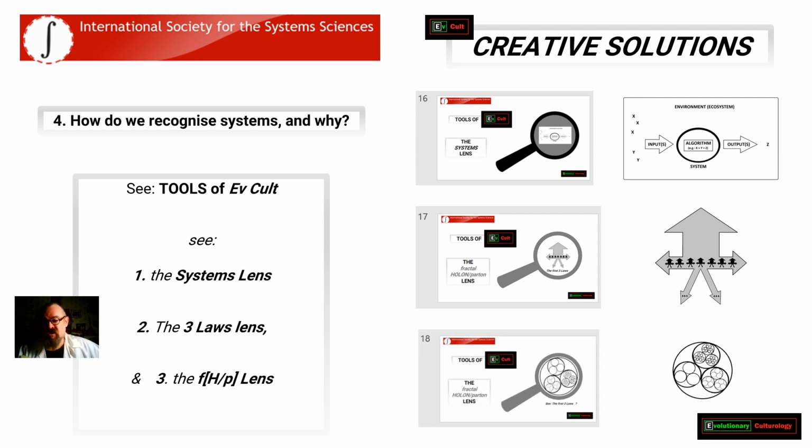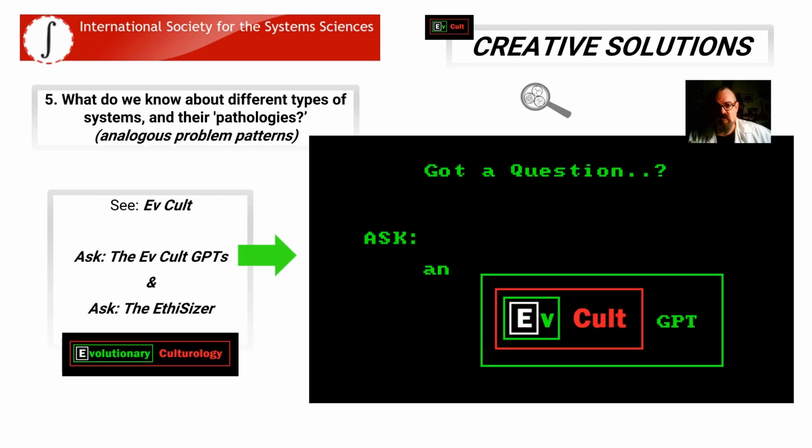And another way is just use the fractal holon parton lens itself, seeing those infinite fractal circles there. That's how the structure of it looks. Next. How do we know about different types of systems and their pathologies or analogous problem patterns? Well, again, see Ev Cult. You can ask an Ev Cult GPT, or you can ask the EthiSizer, or both.